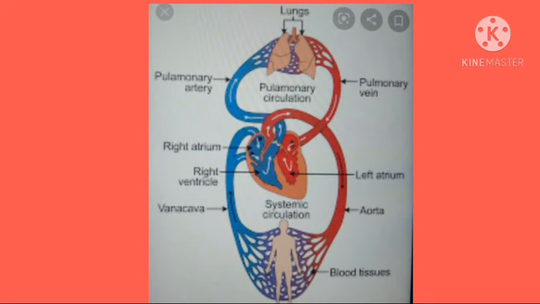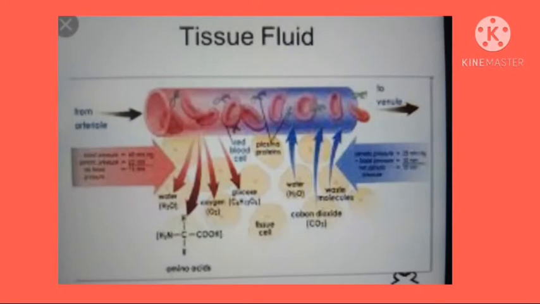So students, in that manner the blood circulation is completed. So we learned the blood circulation and double circulation. Now students, we have to define what is meant by tissue fluid. As the blood flows in the capillaries, some of it leaks out, containing only the plasma and leukocytes. That is called tissue fluid.